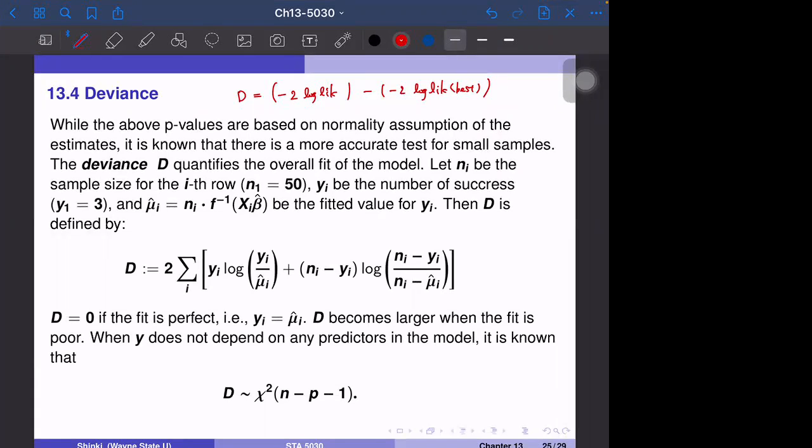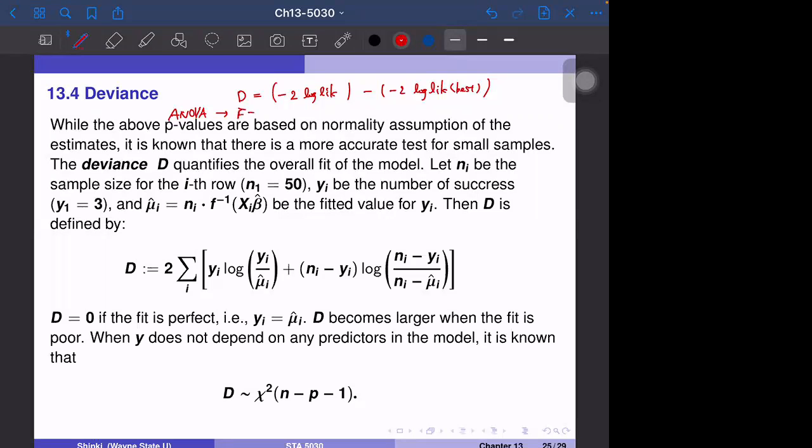Hi, section 13.4, the deviance. This gives the more accurate hypothesis test for logistic regression. It corresponds to ANOVA for linear regression. So ANOVA uses basically the F-test.